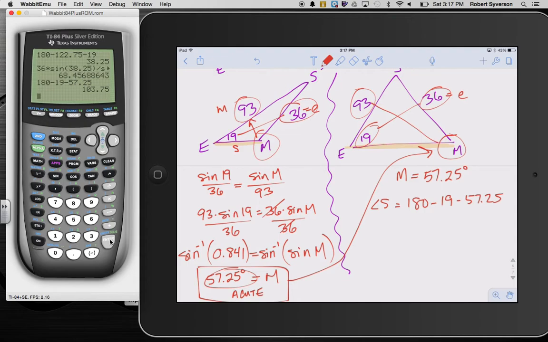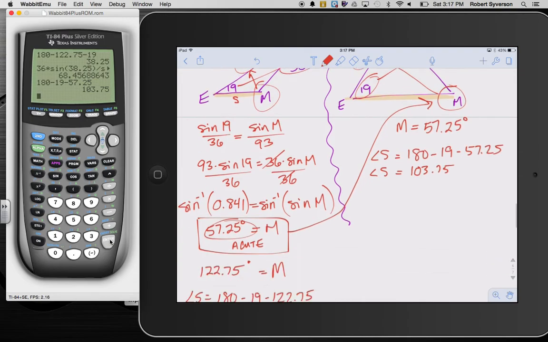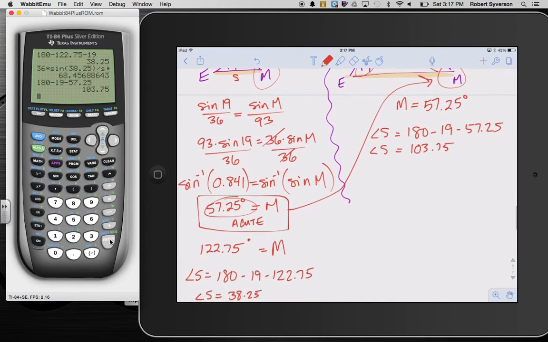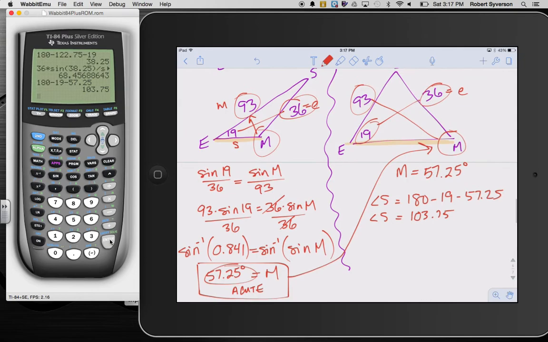Okay, so angle S is 103.75. That is our obtuse version. Did I say acute before? I don't know. If I did, I'm sorry. S is the obtuse angle in this situation. Okay. Yeah, so let's finish this off.